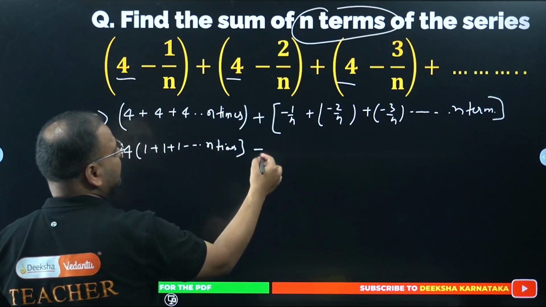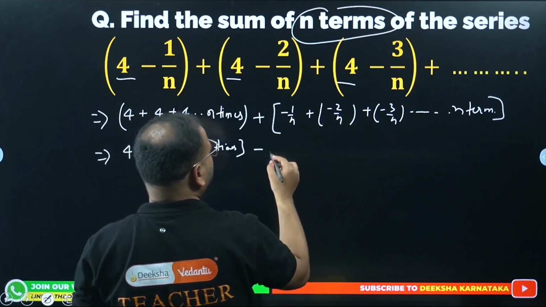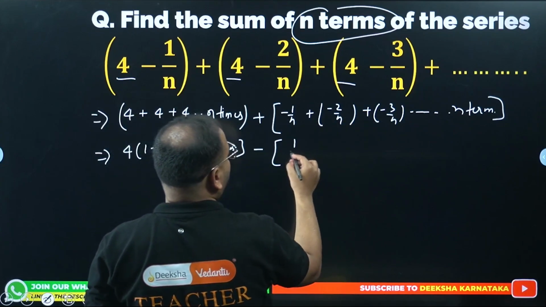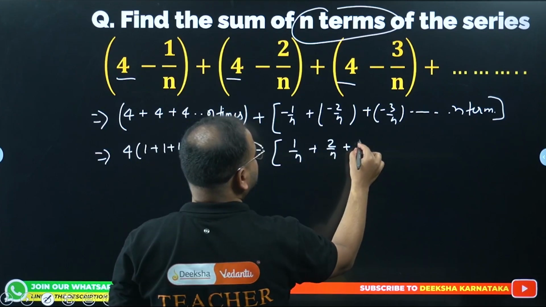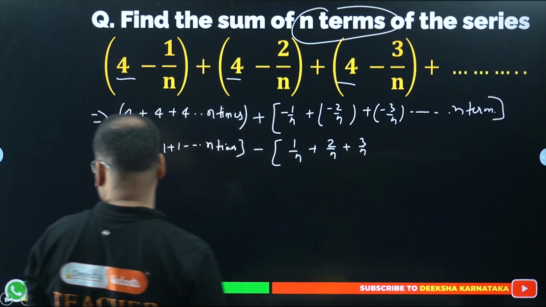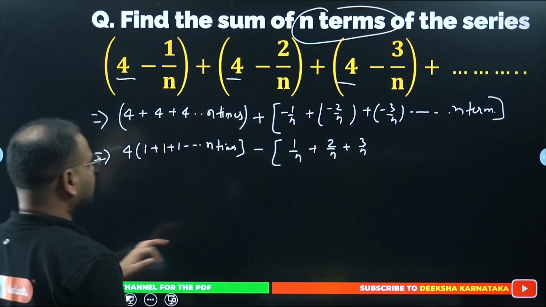What about this? Take a minus sign common. Everywhere is minus, now take a minus sign common. This becomes 1 by n plus 2 by n plus 3 by n. Actually, just give me 1 second. We don't have to just take minus common.